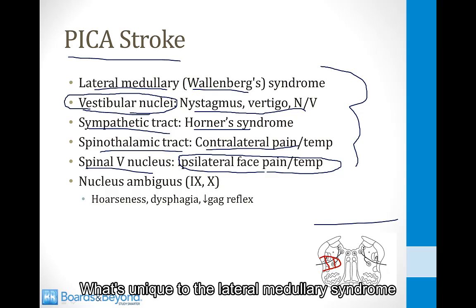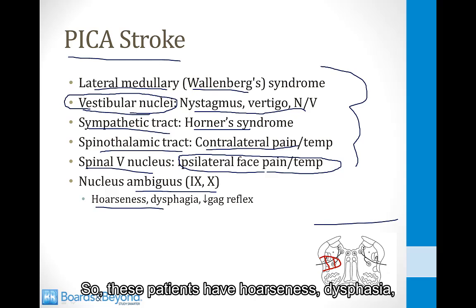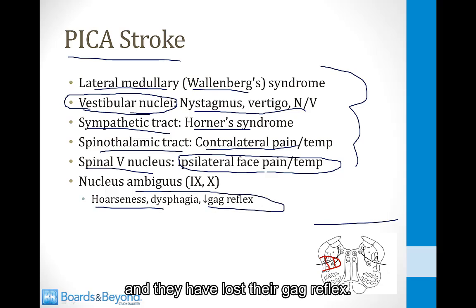What's unique to the lateral medullary syndrome, and what helps you sort it out, is damage to the nucleus ambiguus, which involves cranial nerves 9 and 10. So these patients have hoarseness, dysphagia, and they have lost their gag reflex.